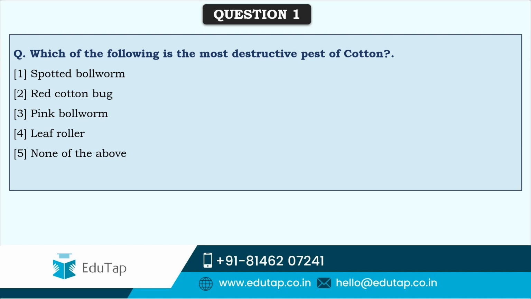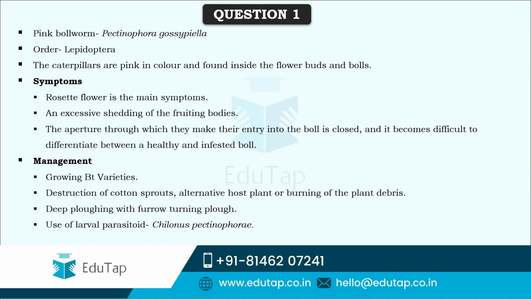So friends, here comes the first question which says which of the following is the most destructive pest of cotton? See, there are many pests of cotton of which pink bollworm is the most destructive that causes vast destruction and huge losses. So friends, the scientific name of pink bollworm is Pectinophora gossypiella. It belongs to the order Lepidoptera and the caterpillars are pink in color, hence the name pink bollworm, and they feed on majorly flower buds, flowers and bolls, hence it's a bollworm.